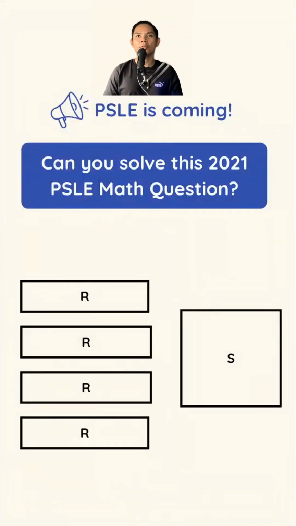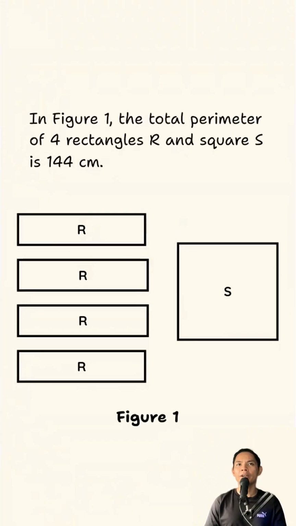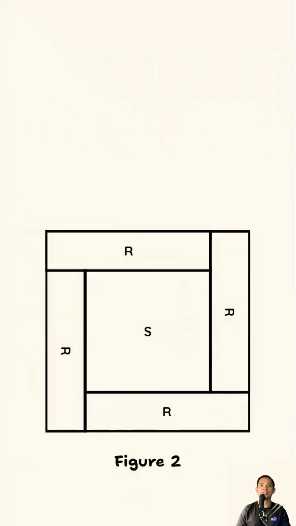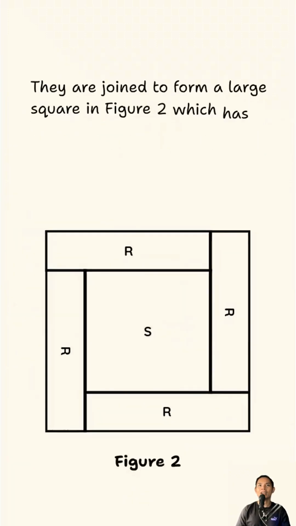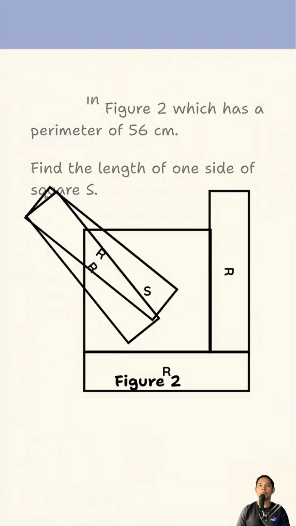PSLE is coming. Can you solve this 2021 PSLE math question? The question goes: in figure 1, the total perimeter of four rectangles R and square S is 144 centimeters. They are joined to form a large square in figure 2, which has a perimeter of 56 centimeters. Find the length of one side of square S.